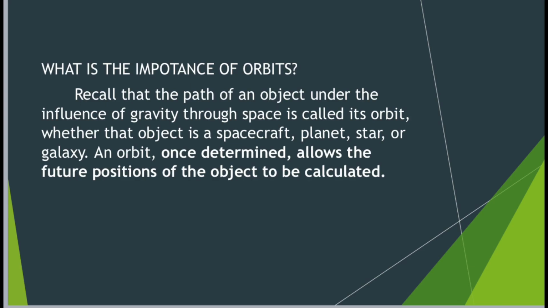What is the importance of orbits? Recall that the path of an object under the influence of gravity through space is called its orbit, whether that object is a spacecraft, planet, star, or galaxy. An orbit, once determined, allows the future positions of the object to be calculated.